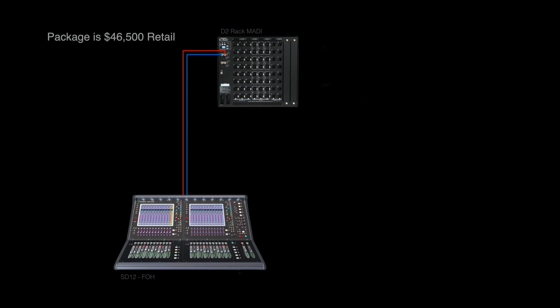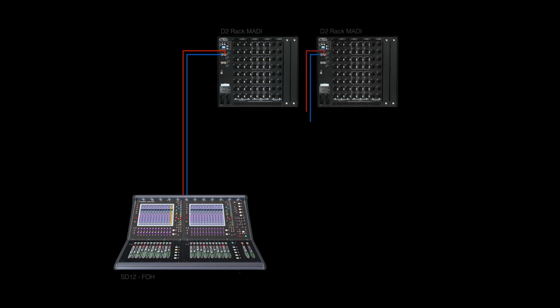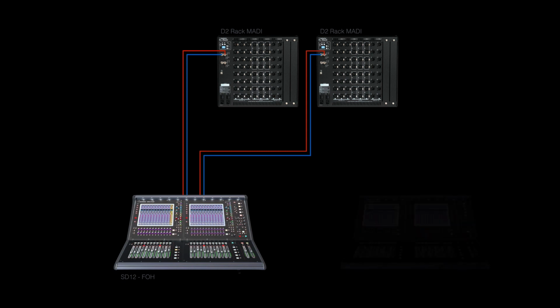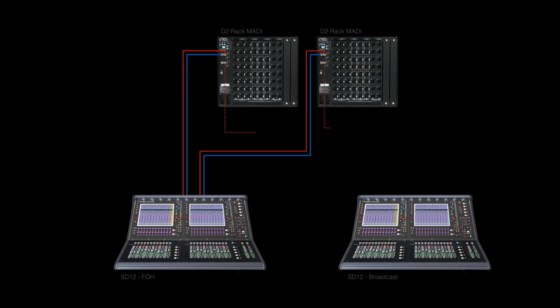Now, as your system grows, we can simply add another rack to this. So 2 more lines, send and return from front of house on that second MADI port back to this console. So now we have 96 total inputs on the stage. We still have our local inputs and outputs with the SD12. I told you this was point to point, and we want to add a broadcast console. So let's throw in another SD12. Now we simply take a split off of the D2 rack, and we're taking 1 coax line from each of the D2 racks directly to the 2 MADI ports on the SD12.